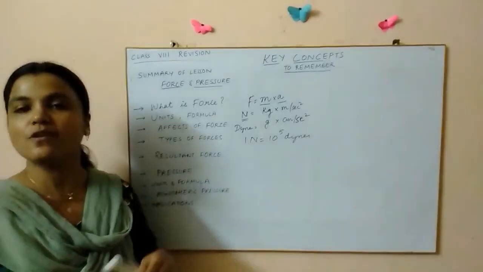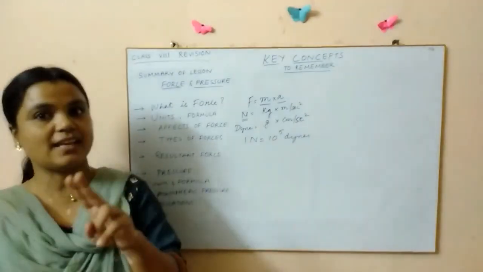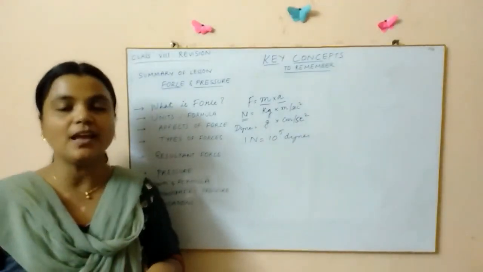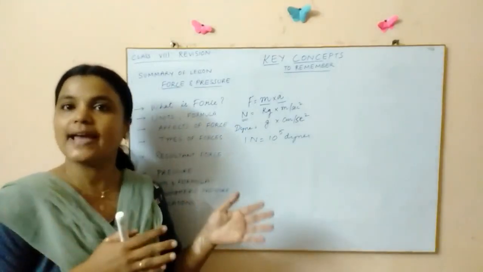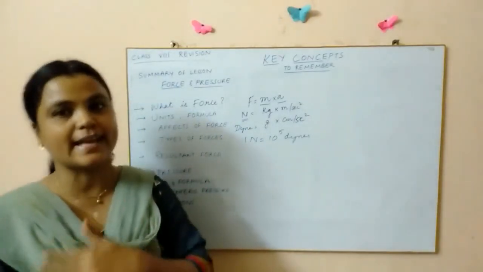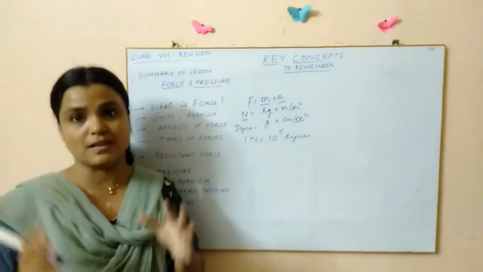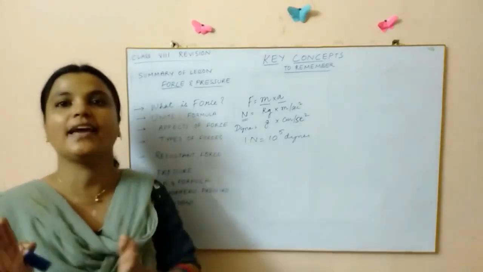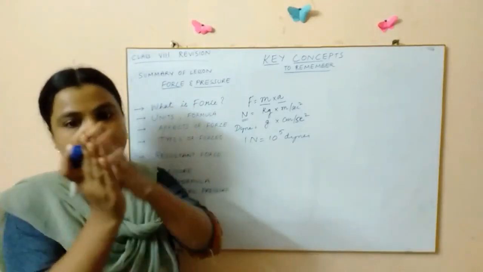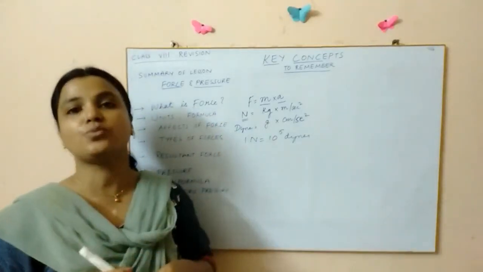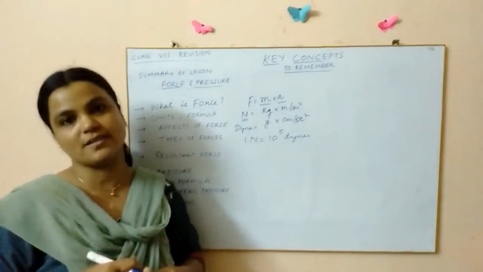Coming to the types of forces, how many types of forces do we basically have, children? We have two categories, two types of forces, which are contact forces and non-contact forces. The name itself indicates contact and non-contact. All those forces which require a physical contact between the objects are called contact forces.